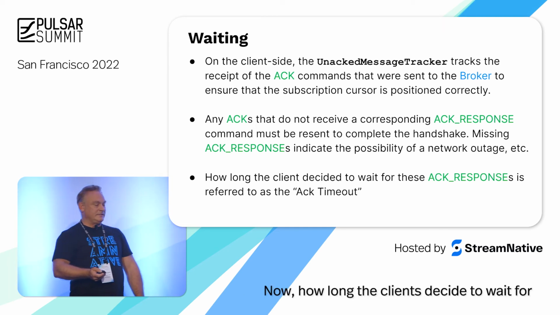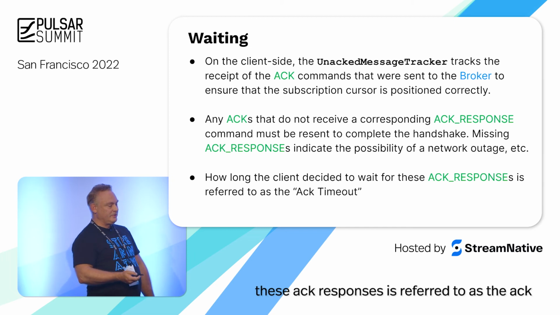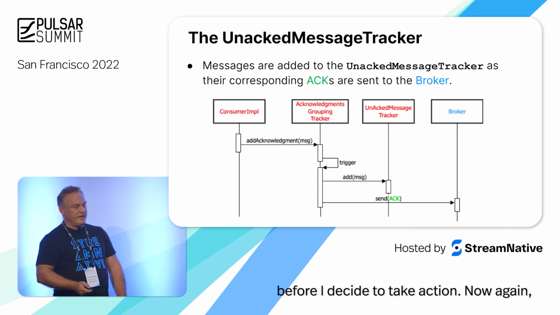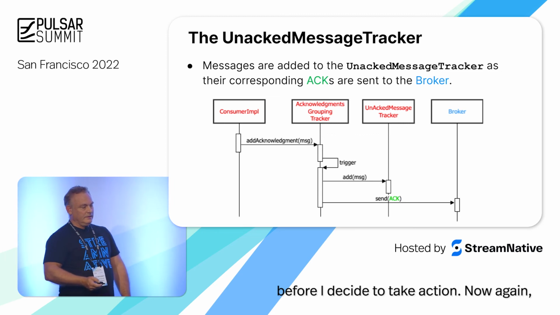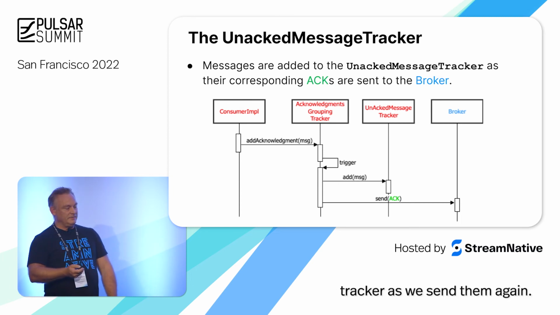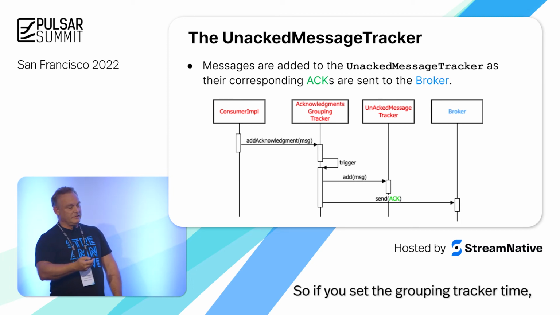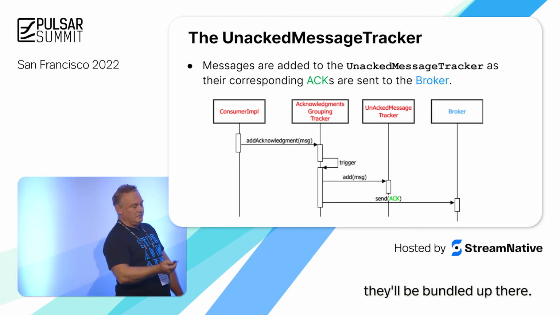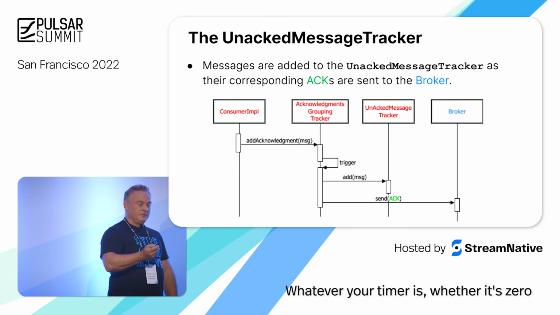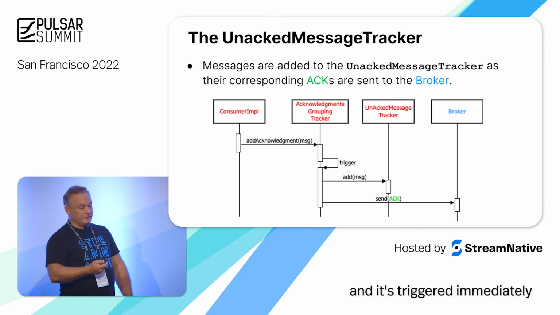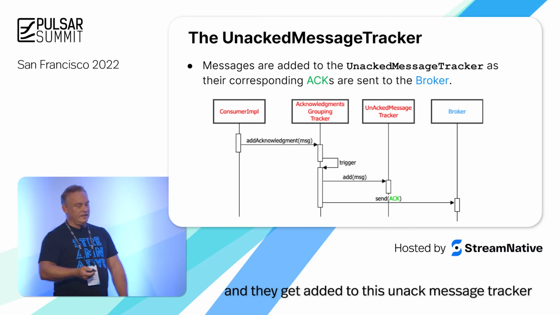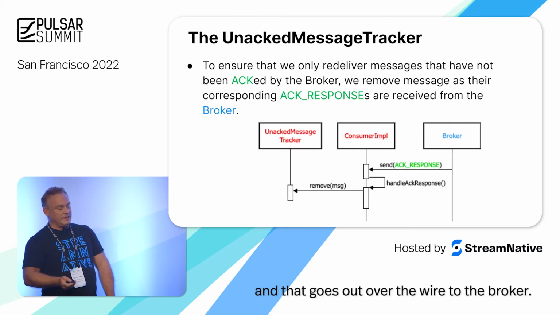Now, how long the clients decide to wait for these Ack responses is referred to as the Ack timeout collectively. This is how long I'm going to wait before I decide to take action. Now, again, messages are added to this UnackedMessageTracker as we send them. Again, so if you set the grouping tracker time, they'll be bundled up there. When you add these acknowledgments in, when you do an Ack, they get added. Eventually, whatever your timer is, whether it's 0 and it's triggered immediately or after a certain amount of time, it gets sent and they get added to this UnackedMessageTracker, and the Ack goes out over the wire to the broker.